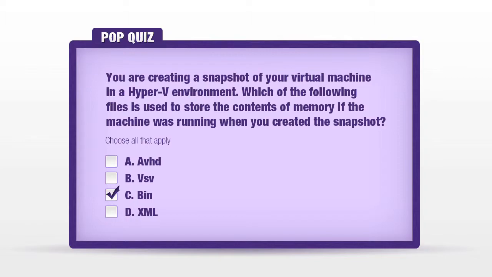The answer is C. The BIN file stores the contents of virtual machine memory when the machine is in a running state. VSVs are just the standard save state files, and the AVHD is the snapshot differencing disk. The configuration file is the XML file. So sometimes BIN files are not used. It's only if the system is up and running when you created the snapshot.